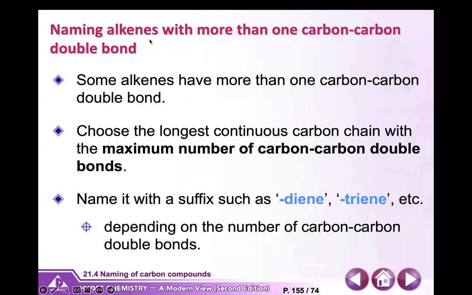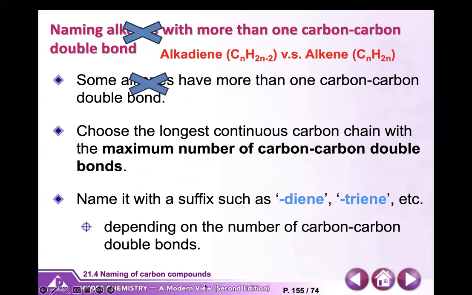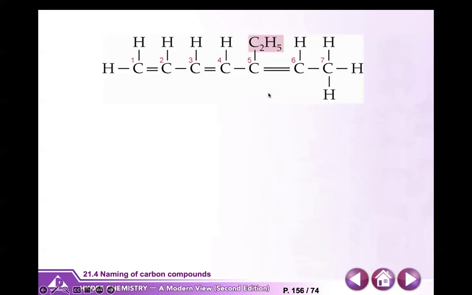Now here, if we say there is more than 1 carbon-carbon double bond, it should not be named as alkene. Instead, it should be named as alkadiene. Alkadiene is CnH2n-2. That is the one that we have, it is C6H10 instead. But for the general alkene, it should be C6H12. As a result, we cannot say some alkenes have more than 1 CC double bond. So the better wording should be some hydrocarbons have more than 1 carbon-carbon double bond.